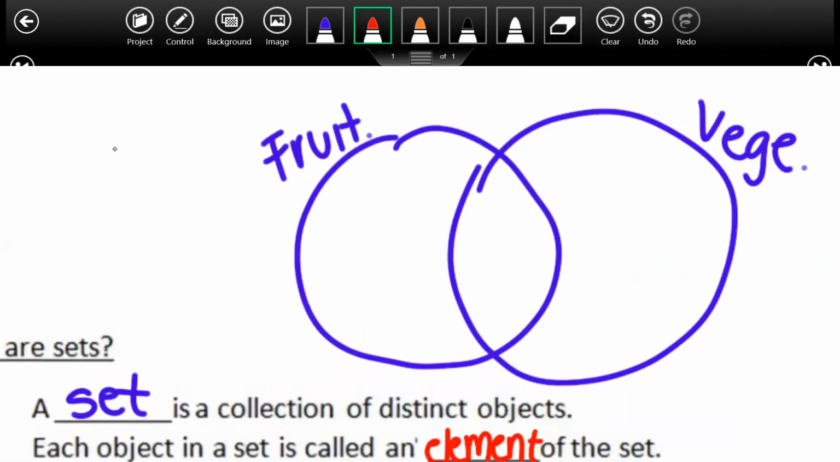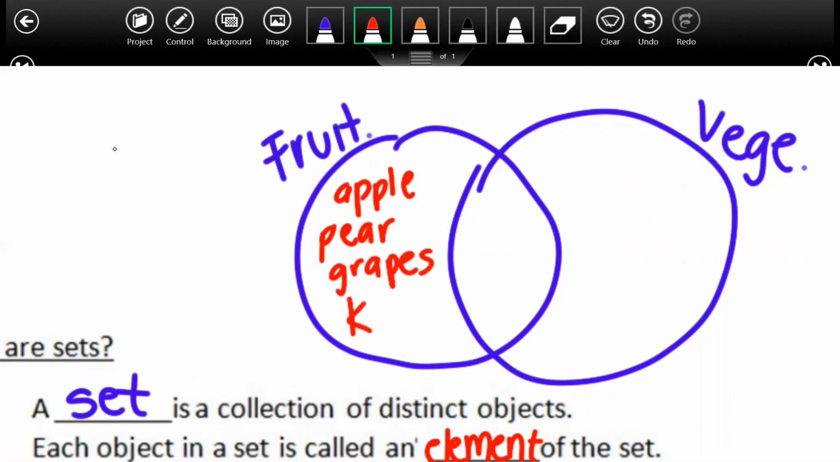Can we describe some elements in each set? Can someone give me some elements of fruit? Apples. Pears. Grapes. Kiwi. Watermelon. Okay, we're okay with that.